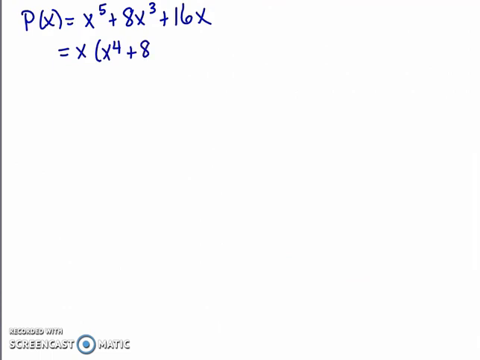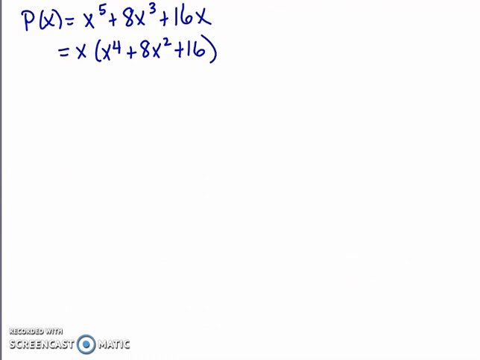So my polynomial is p of x equals x to the 5th plus 8x cubed plus 16x. If I'm going to start by finding all the factors of this polynomial, the first thing I'm going to do is pull out the GCF of x. So this is going to look like x times x to the 4th plus 8x squared plus 16. And now that I've done that, what I have here is an easy factor.